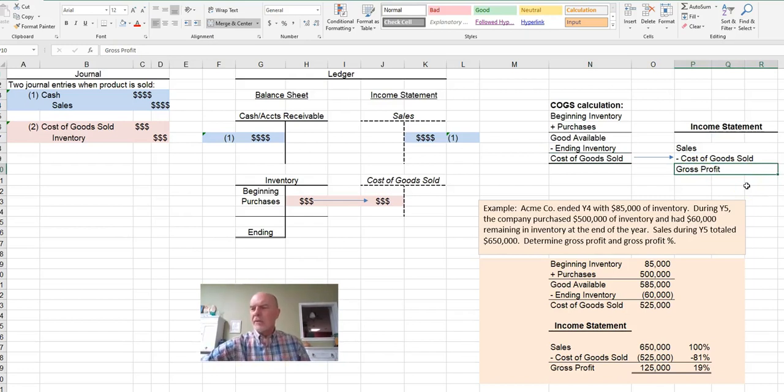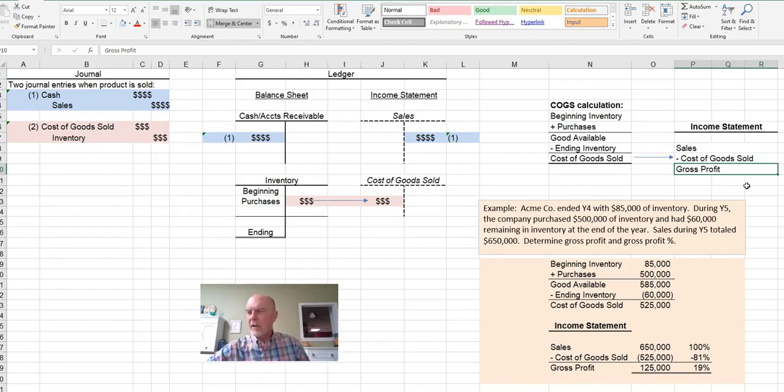So like if I had a cup of coffee, if this cup cost me $3 and I sold it for $5, my gross profit would be $2. That would be the markup included in that sales price.